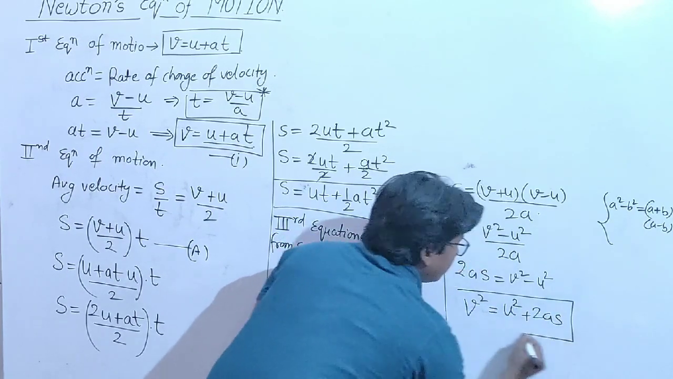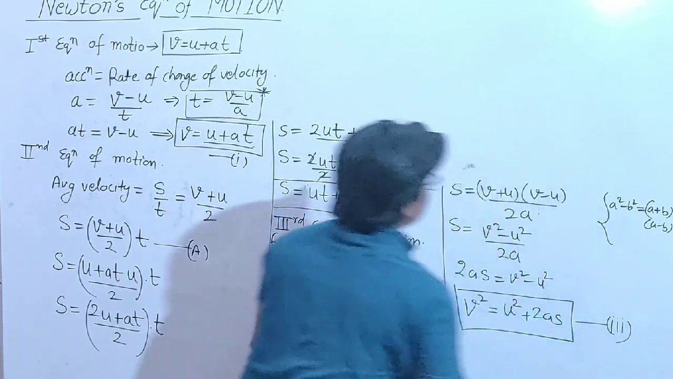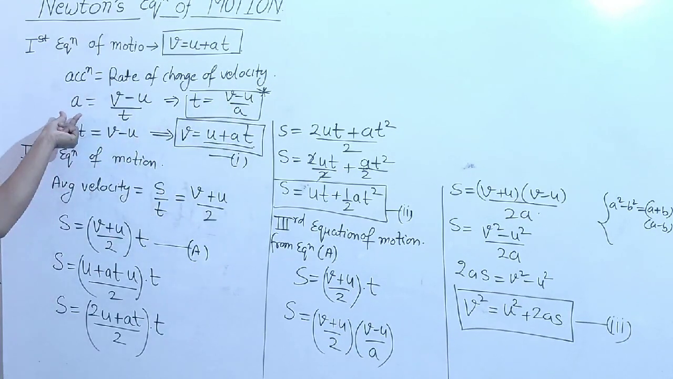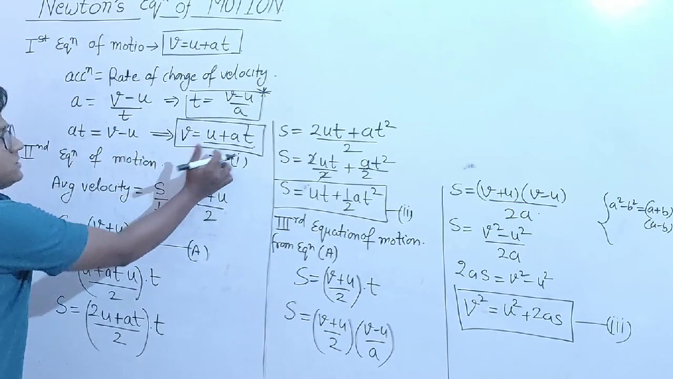So this is the third equation of motion. It is very simple. Let's begin with this equation again. The first equation we will derive from the rate of change of velocity, where acceleration is equal to (v minus u) by t. Multiply the t over here, at is equal to v minus u. The first equation is v is equal to u plus at.